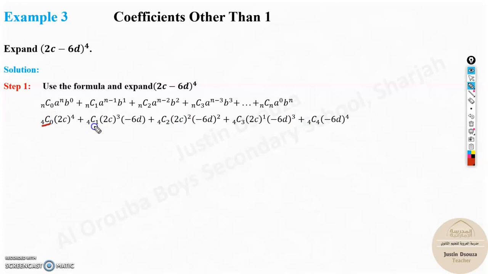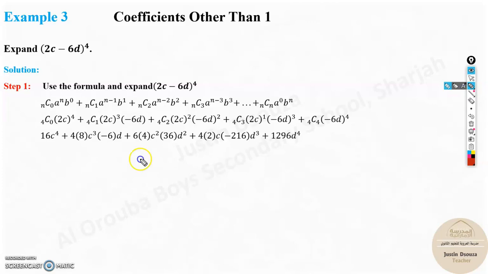Write the coefficients first, the formulas, then write the first term, 2c to the power 4, 3, 2, 1 and 0. 0 means you stop it over here. You need to stop when you get 4c4, or if it is 5c5 you need to stop. That's the last term. So there you need to start the b term, that is minus 6 whole power 4, 3, 2, 1 and 0. That is the thing. Now, once that is done, you need to put it in the calculator and get it.